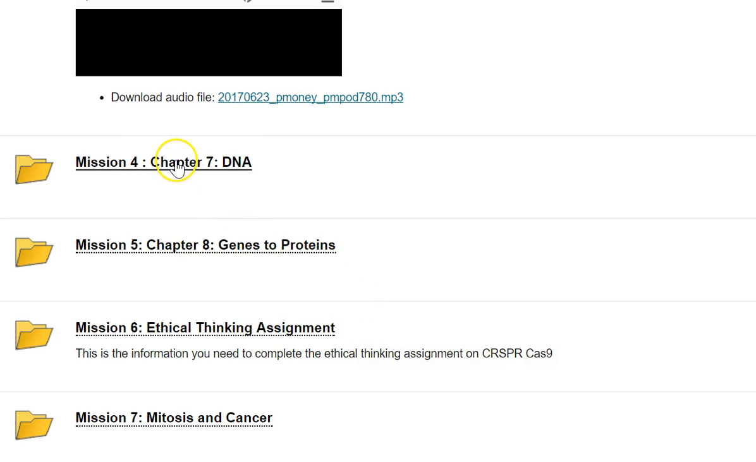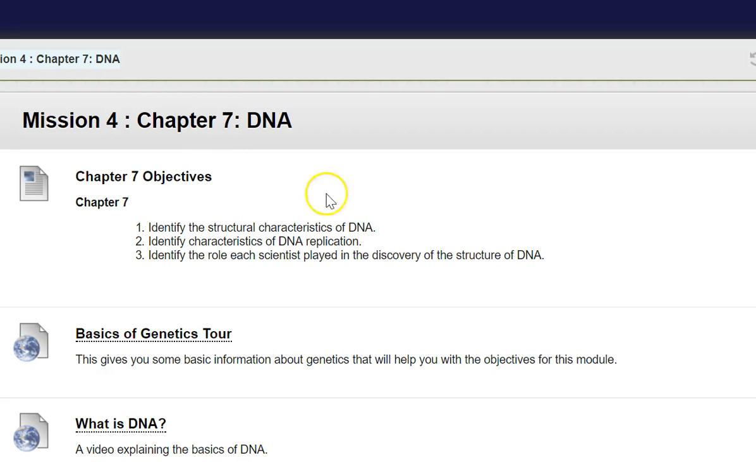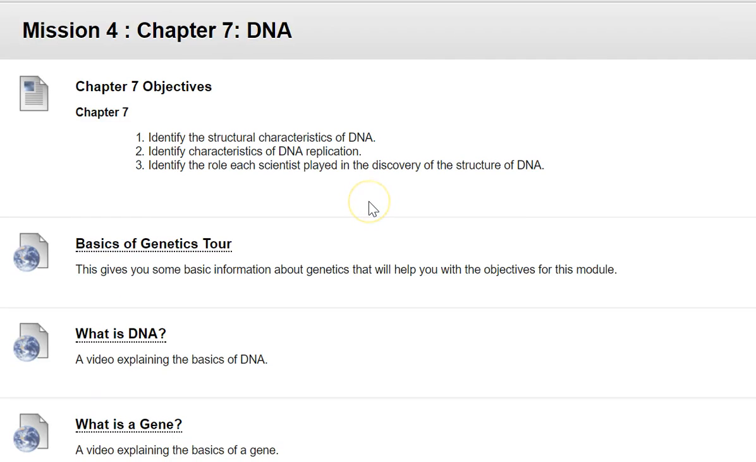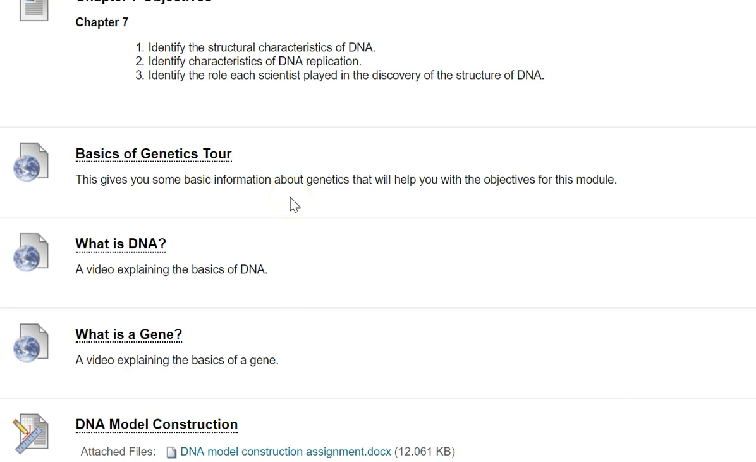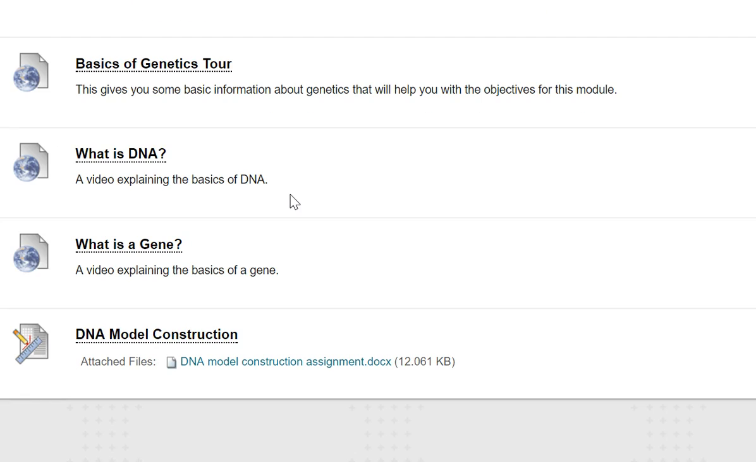So looking at mission 4, it's about DNA. Much of this stuff you should have had in high school, so hopefully it will come back to you. Basically, we have some websites, some videos here to watch, looking at the characteristics of DNA, DNA replication, and the discovery of the structure of DNA, which is actually one of the top science discoveries, accomplishments of last century. So after you watch those and look at your book, and again, it should be somewhat review for you, you're then going to create a DNA model construction.